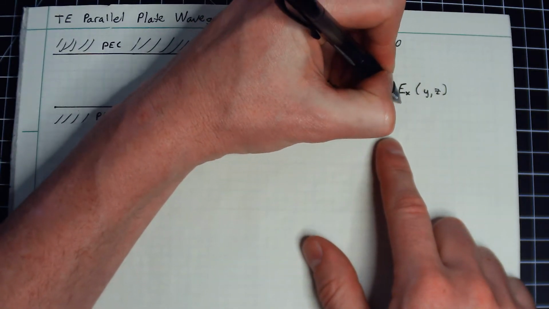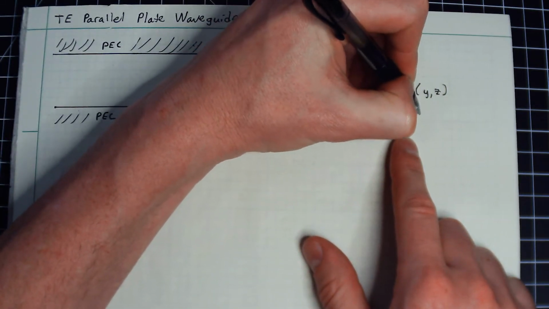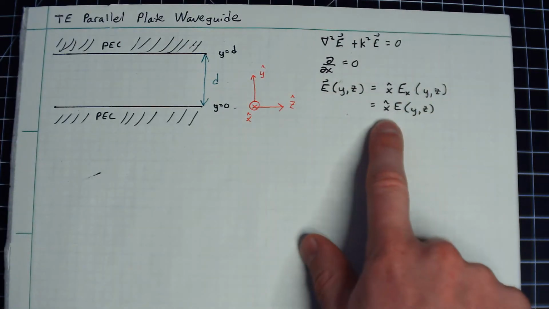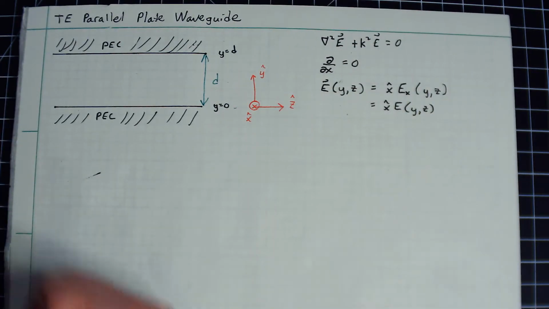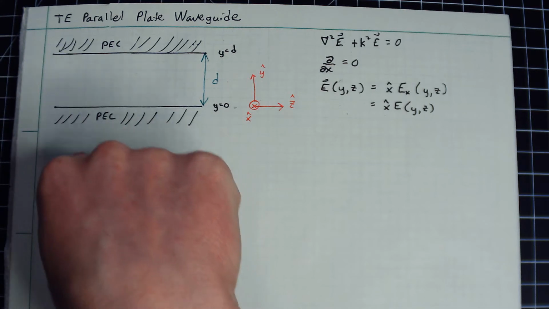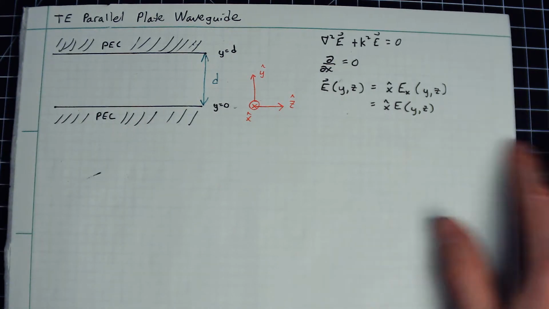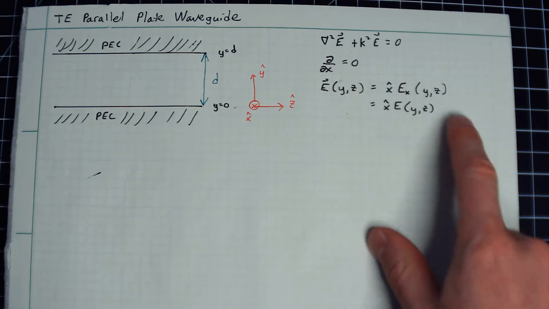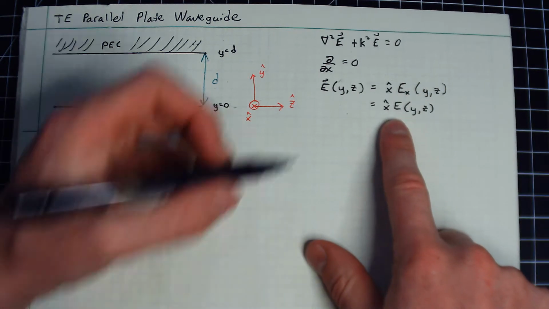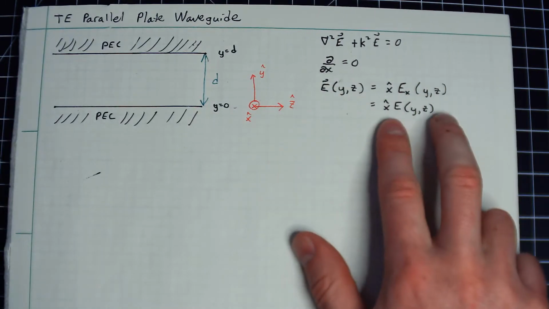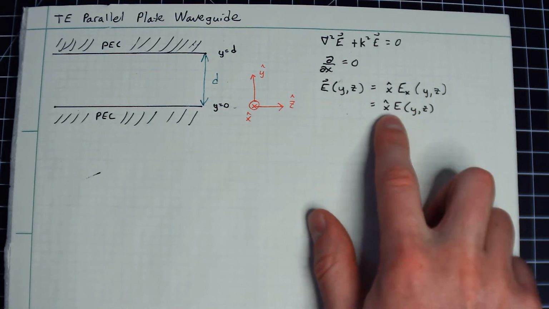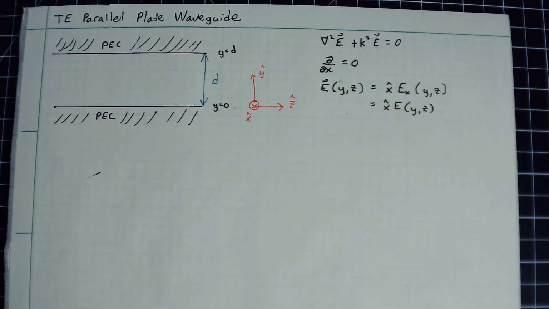So I'm going to write it as simply E of y comma z, with a little x hat vector indicating that the electric field is polarized either into or out of the page. Again, if there were multiple components of this vector field, I would indicate them with subscripts, but instead I'm just going to leave off the little arrow to mean that this is the scalar function representing the x component of my vector field. So it's a little bit of vector notation there.